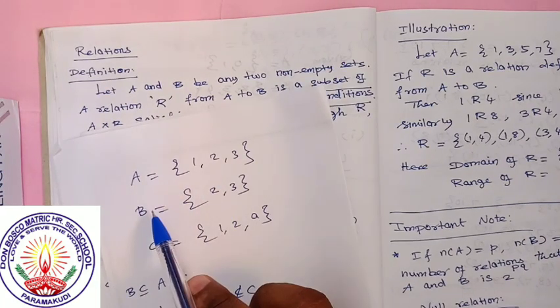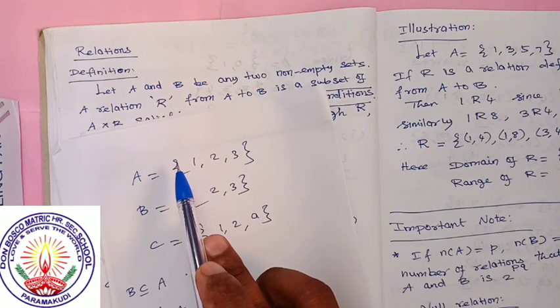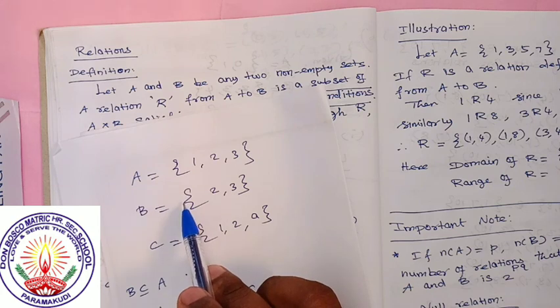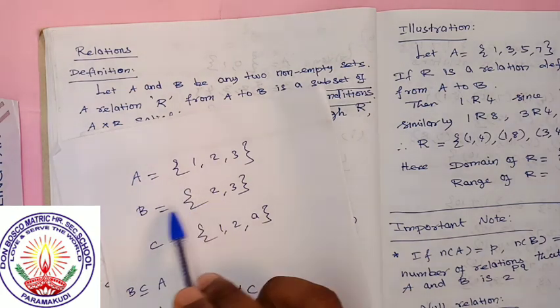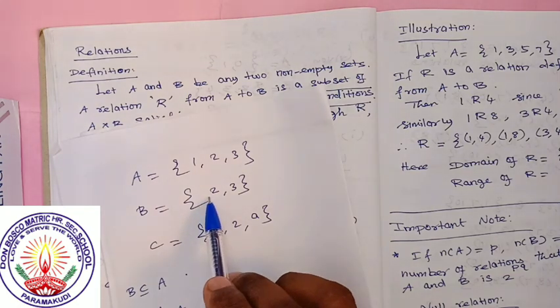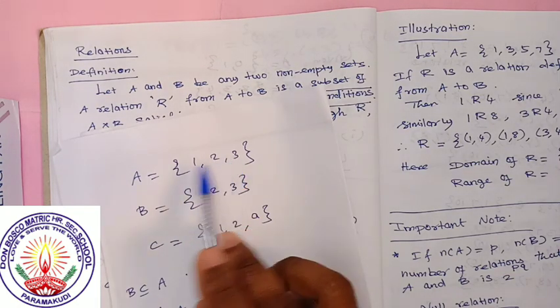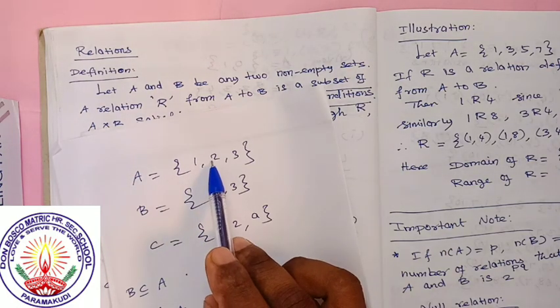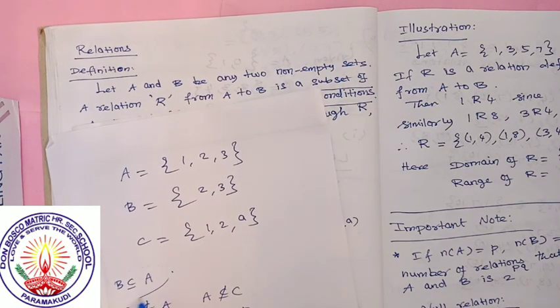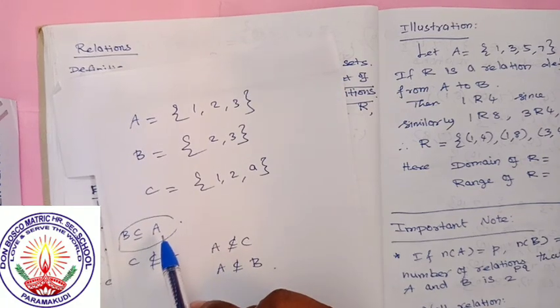If every element of one set is also an element of another set, then the set is said to be a subset. Just see, the elements of the set B, 2 and 3, are also elements of the set A. Therefore, every element of B is also an element of A. Then we write B is a subset of A.